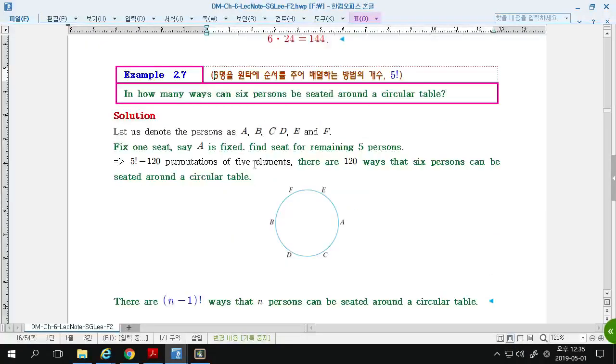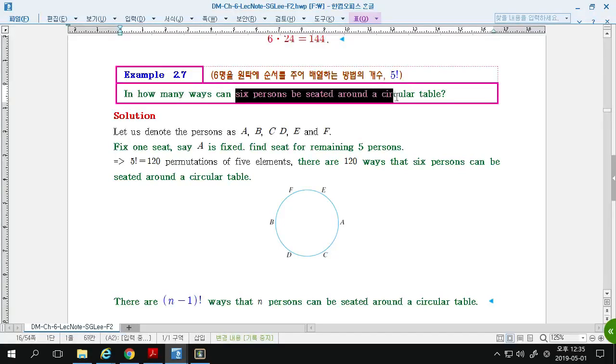Next. This is circular permutation. In how many ways can 6 persons be seated around a circular table? In a circular table, 6 persons. How many ways?